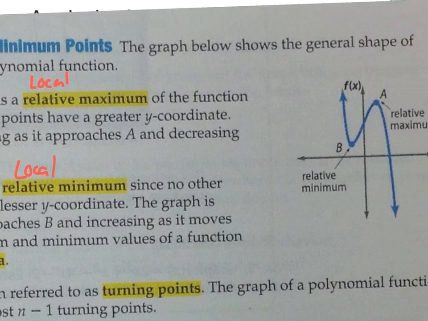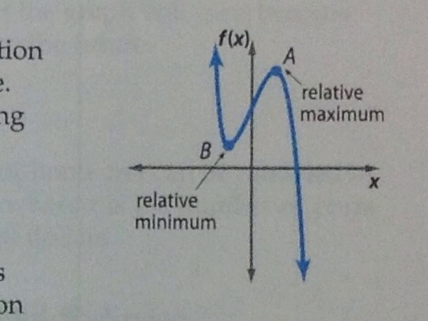So if we look at the example they give, they show the local min right here. Now, why isn't it the absolute minimum? Because it still goes down forever to negative infinity. And this one's also the relative max. Why isn't it the absolute max? Because it still goes up forever. So those are just vocabulary that we need to understand so we could be tested on tomorrow's quiz.